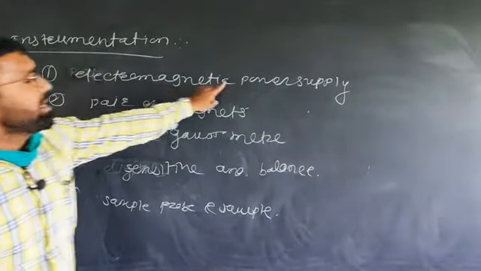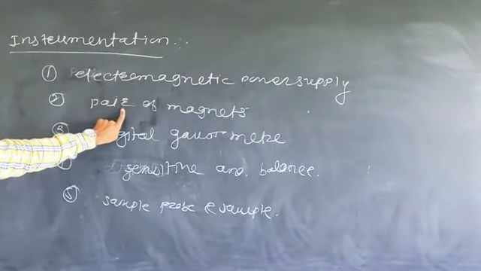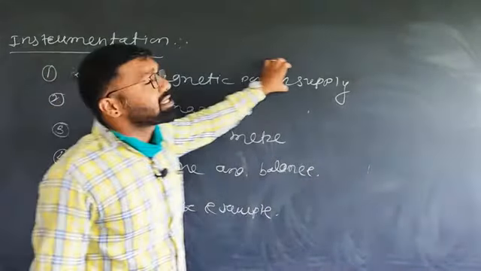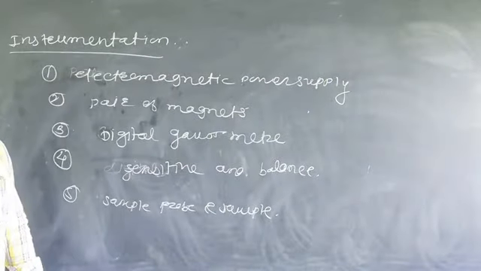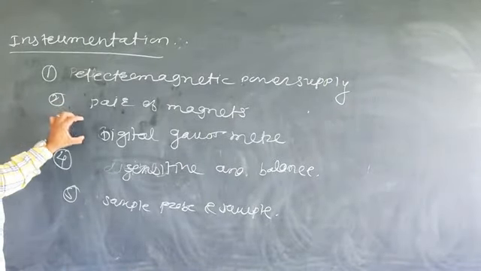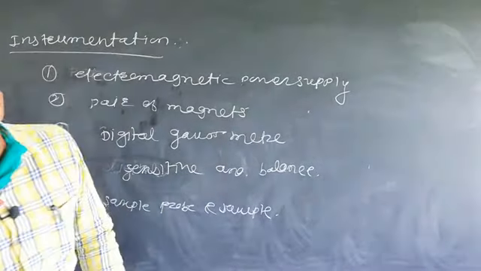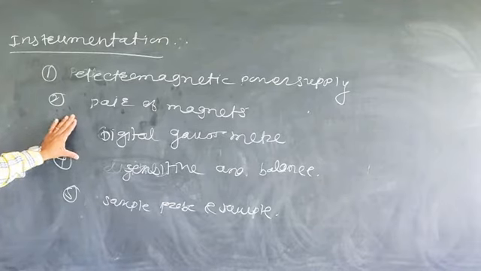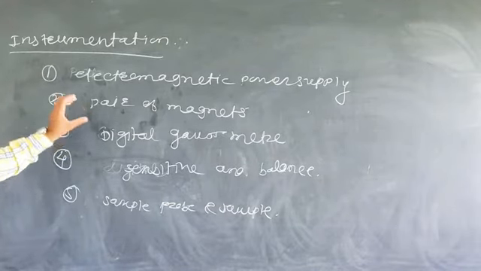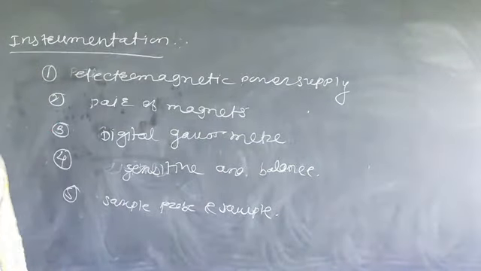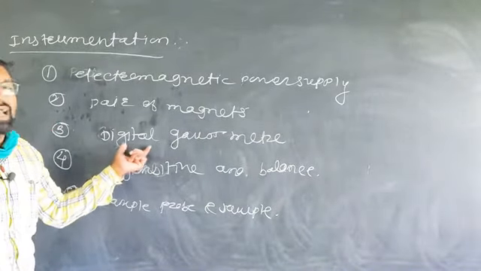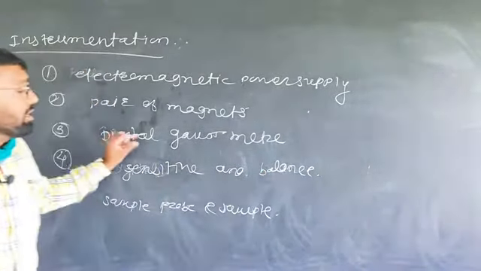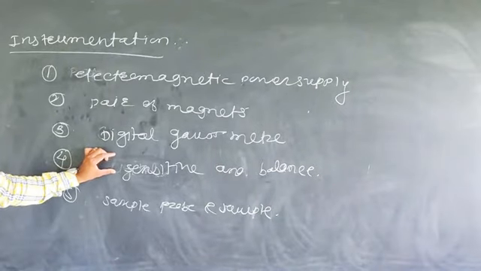There is an electromagnetic power supply. This power supply is connected with the pair of magnets so that it can generate the magnetic field. This electromagnetic power supply is adjustable so that we can change the strength of the external magnetic field. Then the digital Gauss meter is used for measurement of the magnetic field produced between the two poles of the magnet. Or this digital Gauss meter can also detect or measure the change in the magnetic field. Then the sensitive analytical balance can measure very small changes in the weight of the sample.